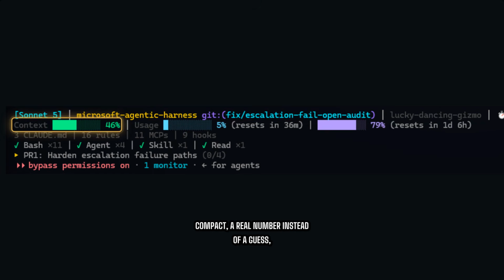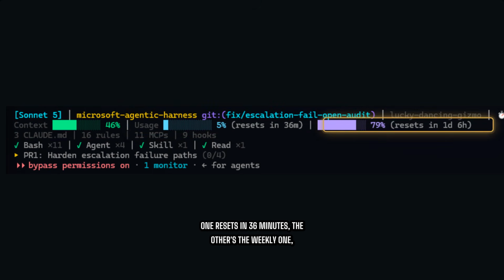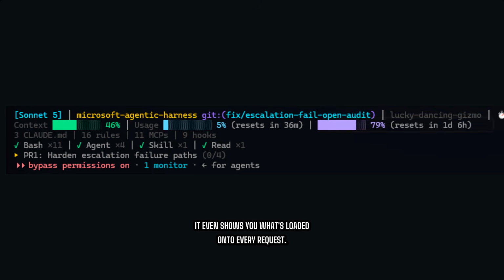A real number instead of a guess. 46% right now. To the right of it, the same kind of numbers you just saw on the usage screen, just live instead of something you check. One resets in 36 minutes, the other's the weekly one, 79%, resets in a day and change. It even shows you what's loaded onto every request. 3 instruction files, 16 rules, 11 outside tools connected, 9 hooks running. That's the tool surface I told you to watch, sitting in plain sight the whole time, instead of something you'd only think to check once.